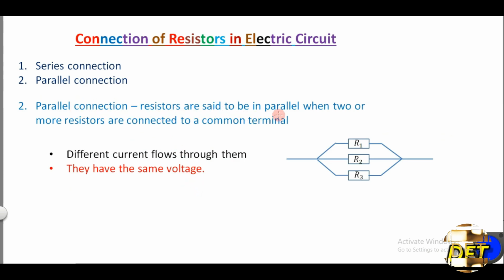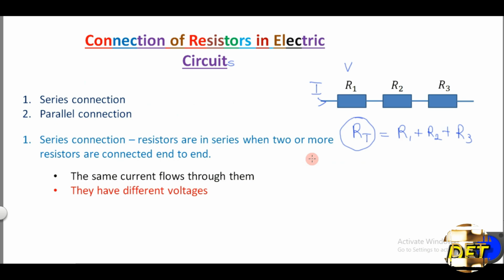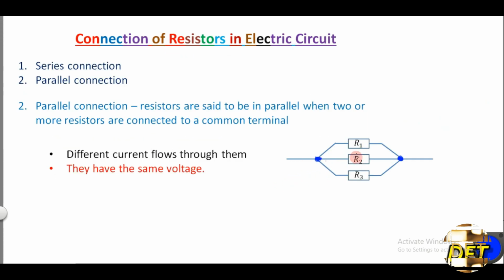Resistors are said to be in parallel connection when two or more resistors are connected to a common terminal. This is the common terminal here. You have R1, R2, R3. They are connected to this common terminal, and this is what we call a parallel connection. Parallel in the sense that they don't touch each other; they only meet at a common point. For the series connection, the resistors are connected end to end. For the parallel connection, they are connected to one terminal.